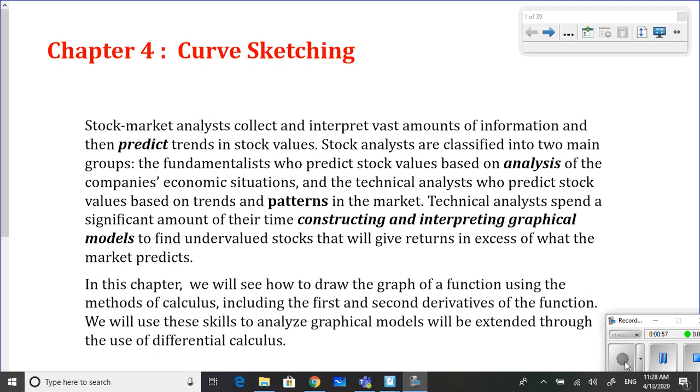Absolutely. As some of you will see next year, there are a lot of business applications in a lot of calculus applications in business and economics. So this is the focus of this chapter: drawing graphs from functions using methods of calculus and introducing first and second derivatives of functions, so we can analyze graphical models and extend some of this knowledge.